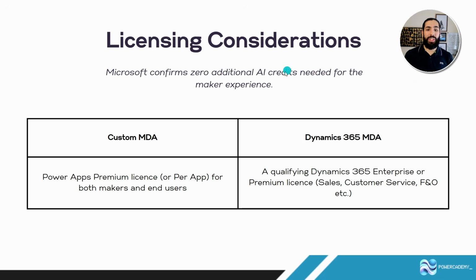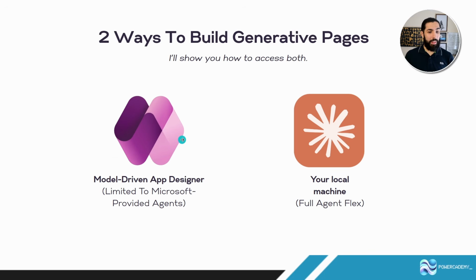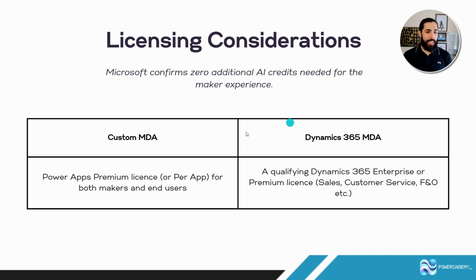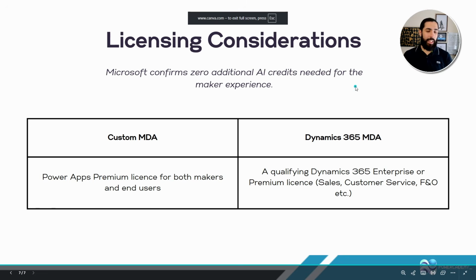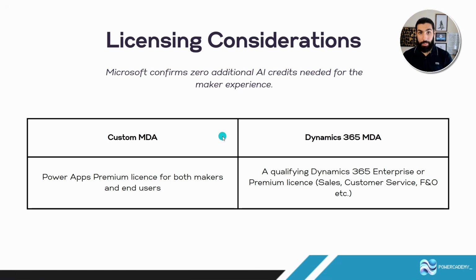Finally, before we start building, very boring stuff, but licensing considerations. Again, Microsoft confirms 0 additional AI credits needed for the maker experience if you do it this way within the model-driven app designer. And the general consensus with a custom model-driven app is a Power Apps Premium license for both makers and end users. So a maker would need a Power Apps Premium license to actually build it, and then a user would need it to access a model-driven app and the generative page.